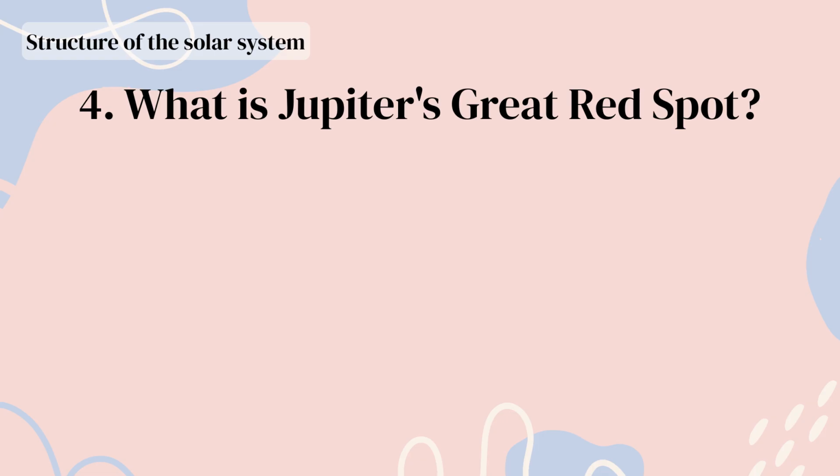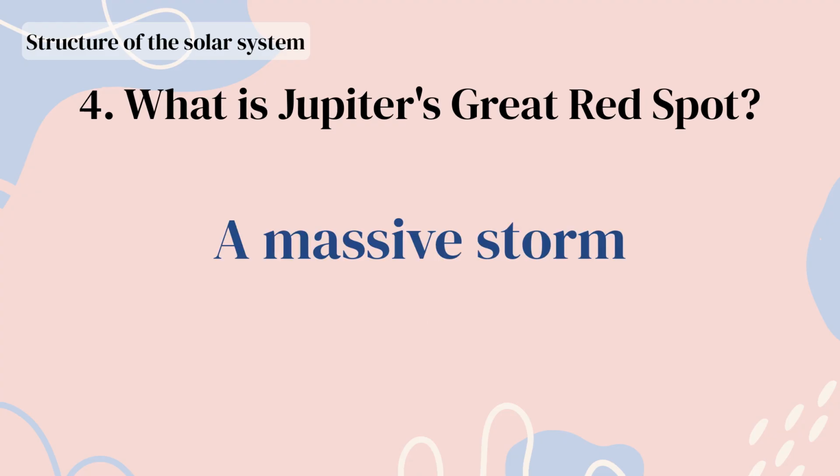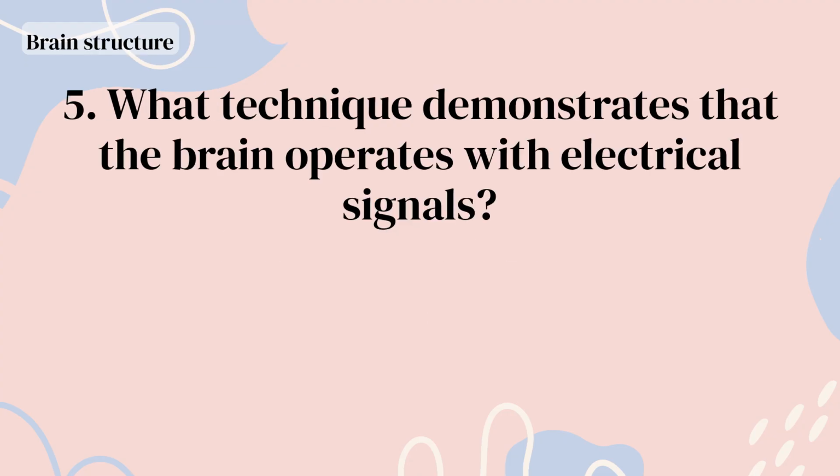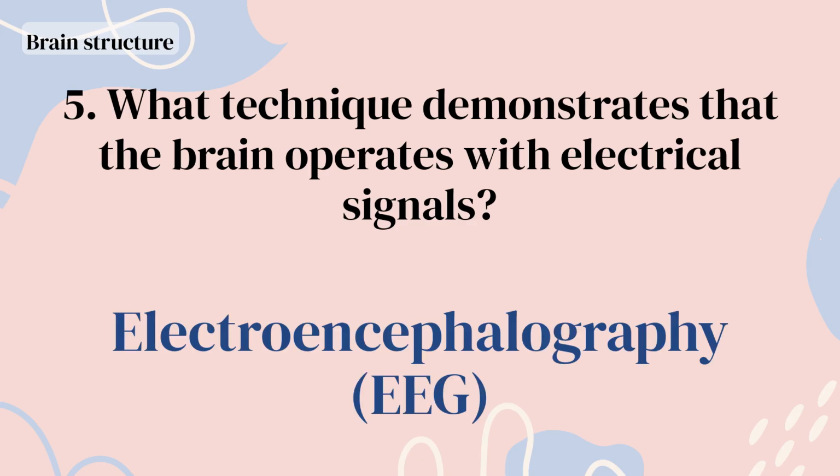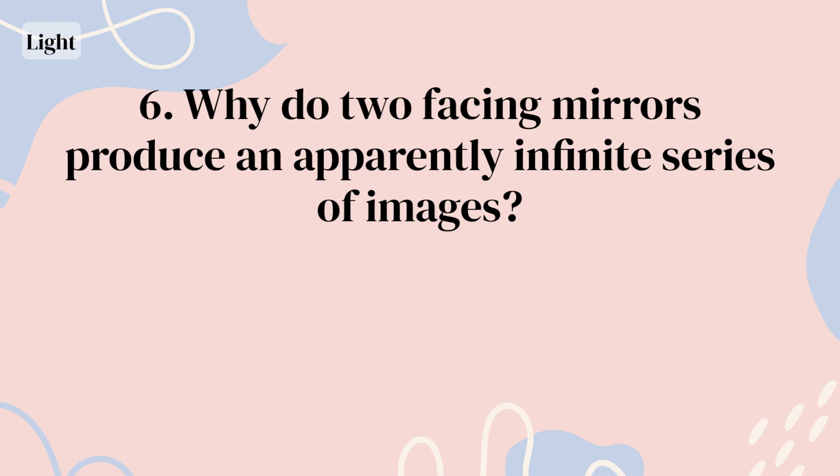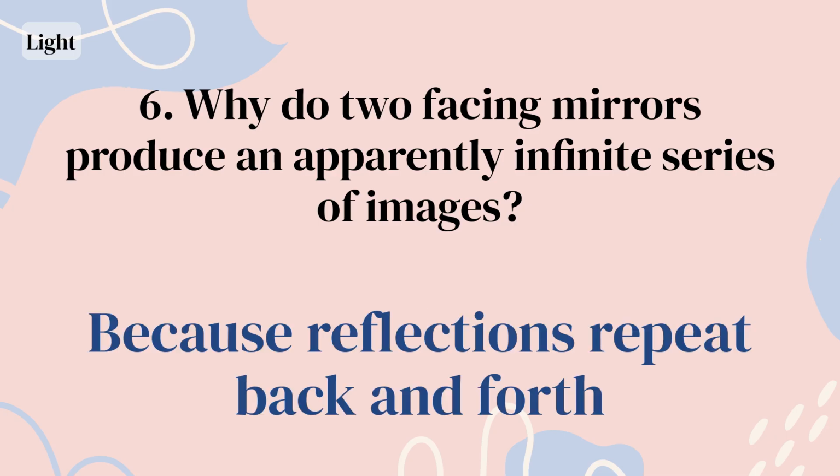What is Jupiter's Great Red Spot? A massive storm. What technique demonstrates that the brain operates with electrical signals? Electroencephalography, EEG. Why do two facing mirrors produce an apparently infinite series of images? Because reflections repeat back and forth.